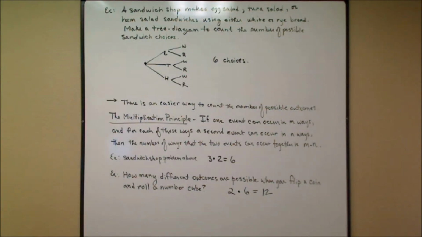I could have, for example, heads and 1, heads and 2, heads and 3, heads and 4, heads and 5, heads and 6, tails and 1, tails and 2, and so on. There would be 12 different outcomes that could be possible.